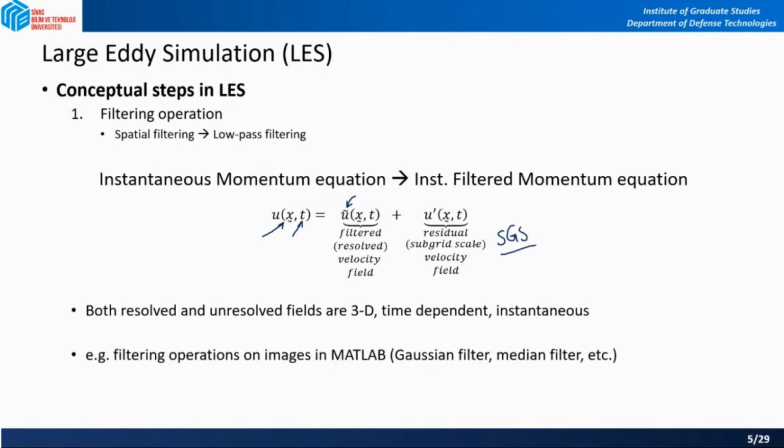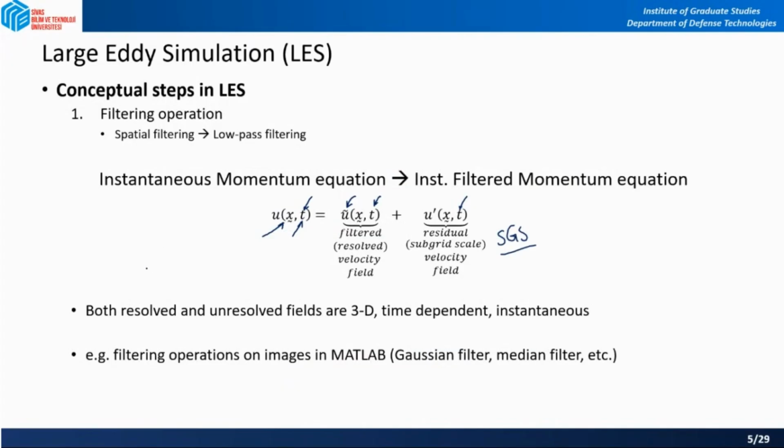You have to note that all of these three are three-dimensional. You see time in here. They are time dependent. They are instantaneous fields. What I mean by instantaneous is that if you just take a snapshot of one realization, they are instantaneous. There is no such average thing like what we did in RANS. There is no similar story.